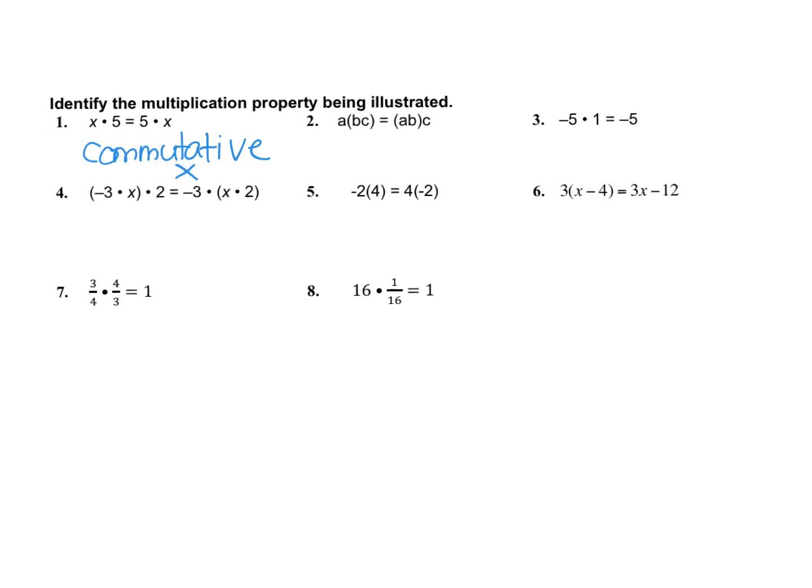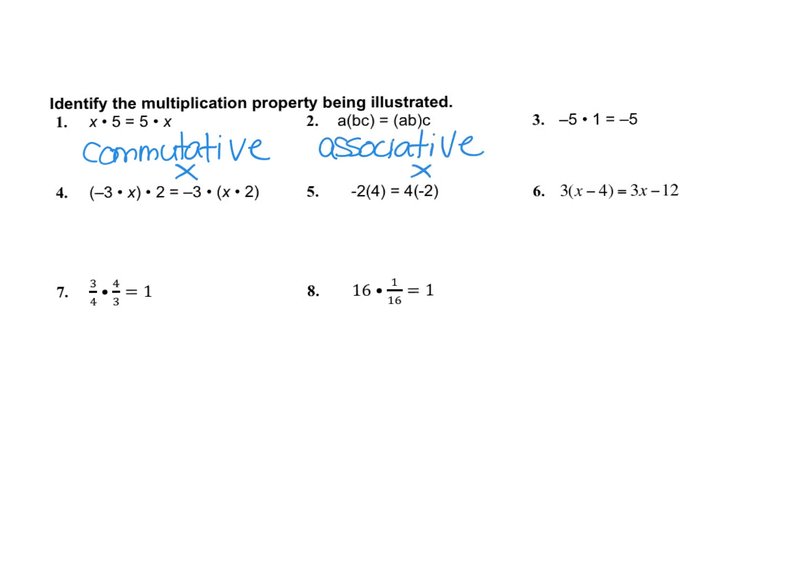All right, so let's take a look at number 2. I have a times b times c, and then I have a times b, then times c. Notice how the order stayed the same, but what we've changed is the grouping of what's being multiplied. So remember, when we deal with grouping, we are looking at the associative property. So this is going to be then the associative property, and it's of multiplication because I have multiplication in my problem.